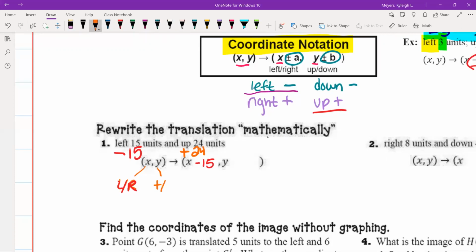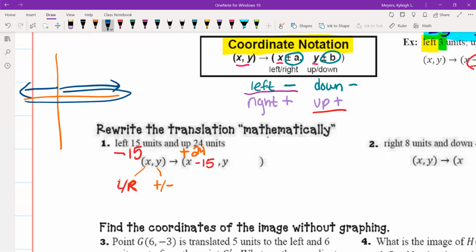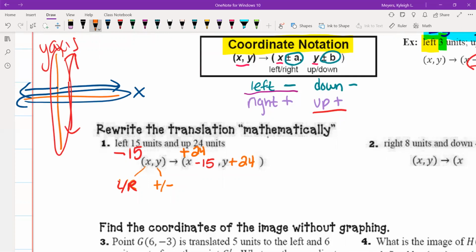is up or down. And remember, we do that because we think about these on a coordinate plane, right? If we go left or right, this is our x-axis. If we go up or down, that's our y-axis, right? So that's why they are what they are. And up is a plus 24.